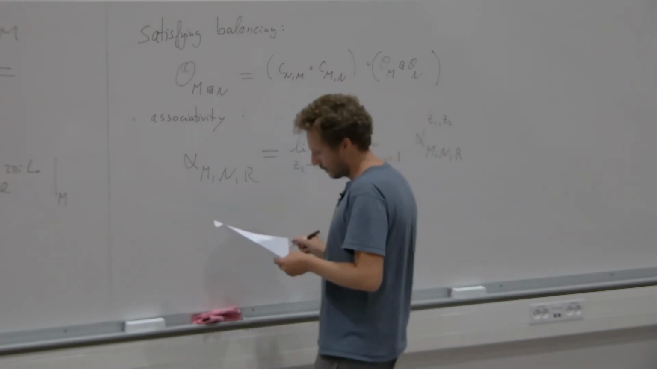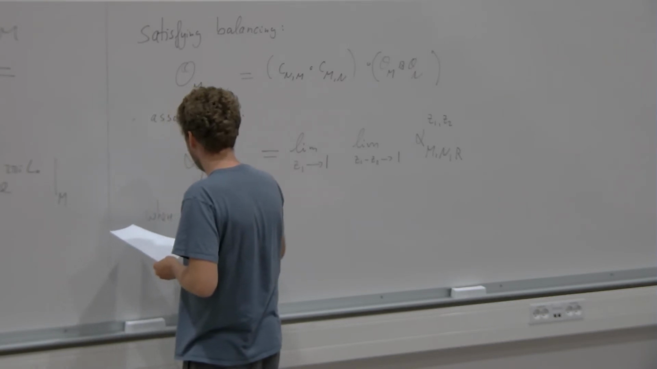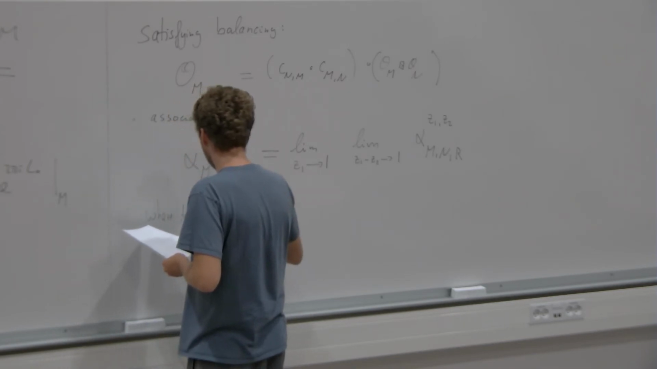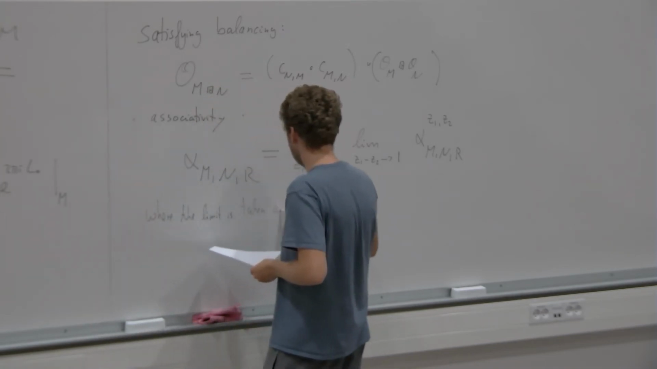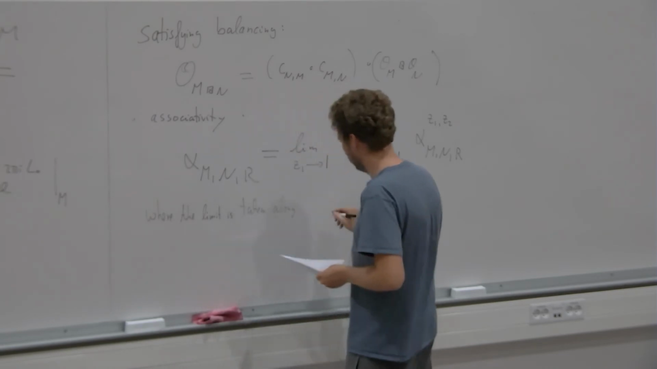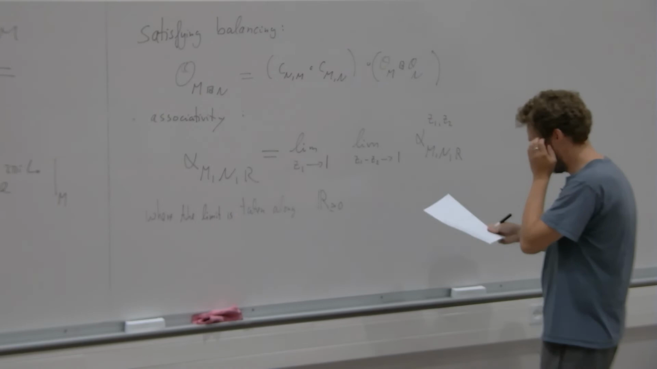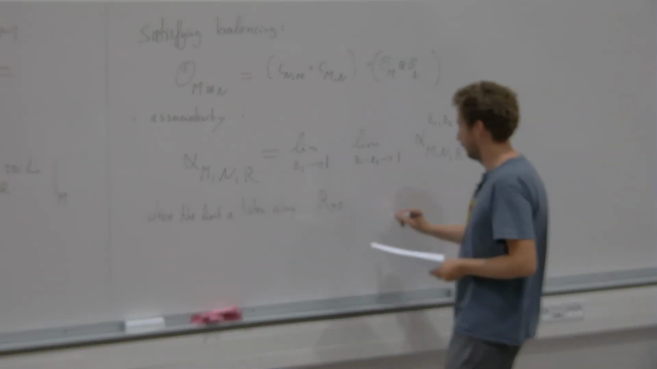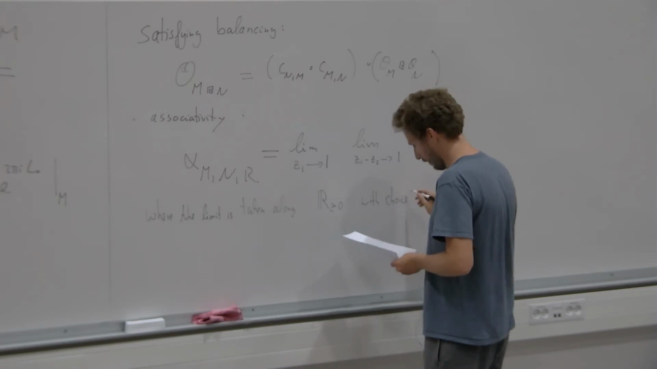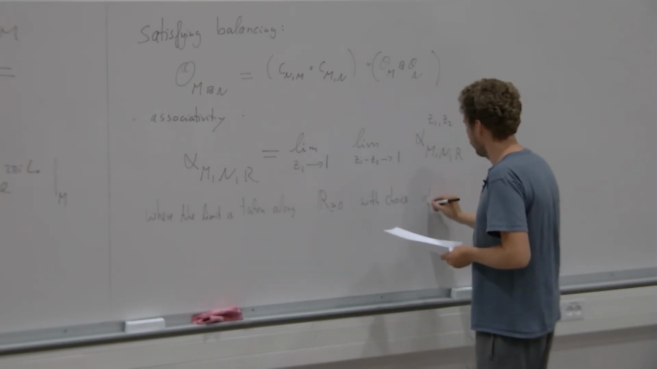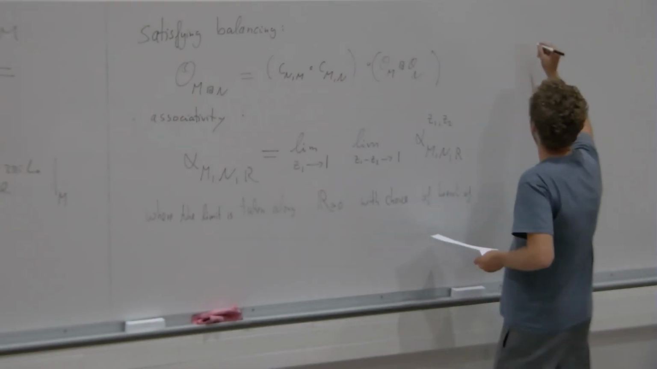And we also have to say how we take the limit. So we take it along the real line, the non-negative real line, with choice of branch of logarithm.